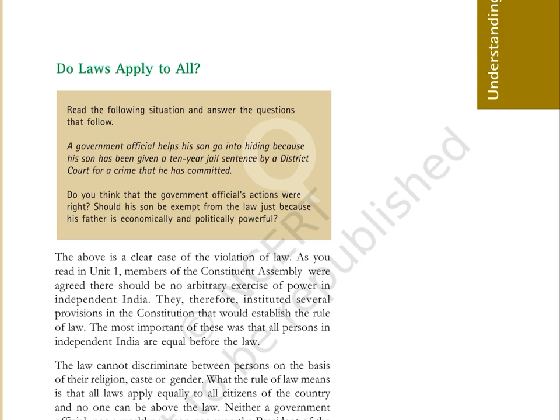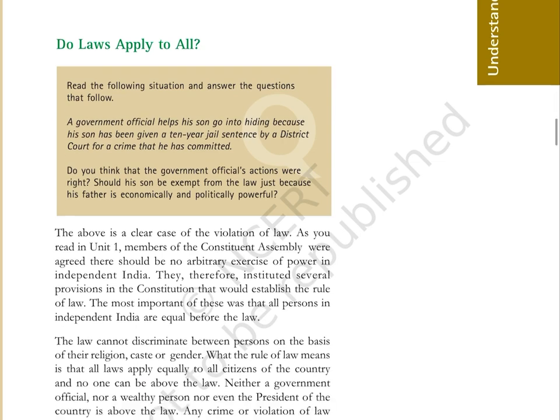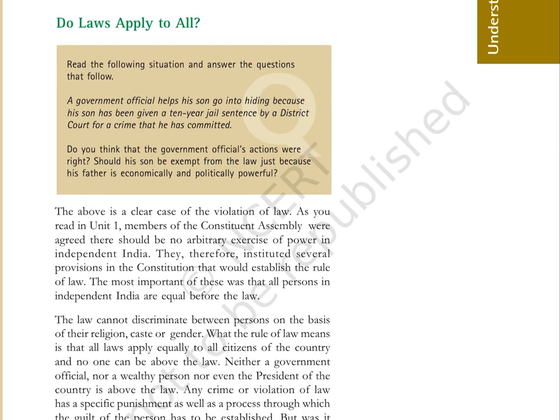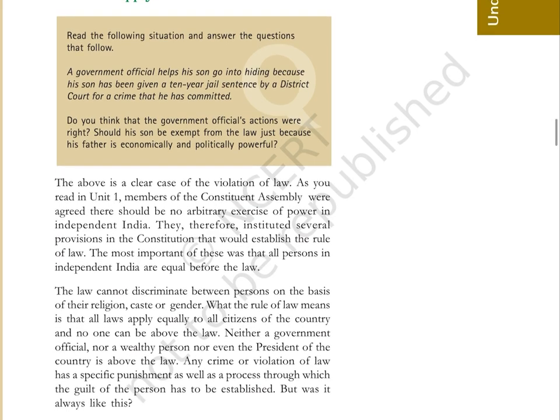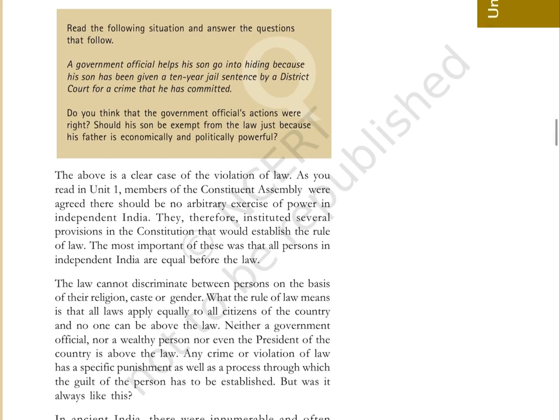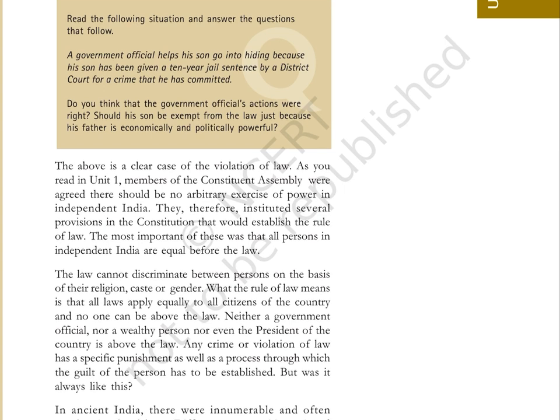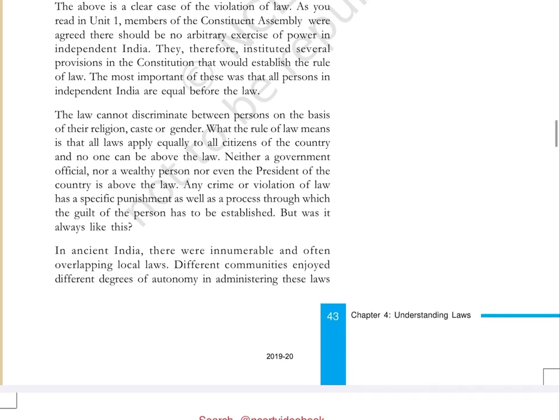As you read in Unit 1, members of the Constituent Assembly were agreed there should be no arbitrary exercise of power in independent India. They therefore instituted several provisions in the Constitution that would establish the rule of law. The most important of these was that all persons in independent India are equal before the law. The law cannot discriminate between persons on the basis of their religion, caste, or gender.